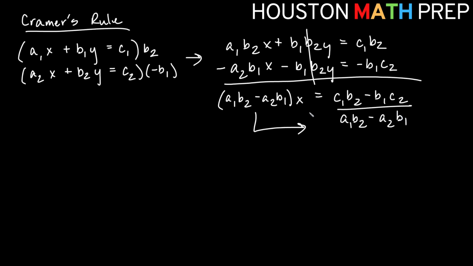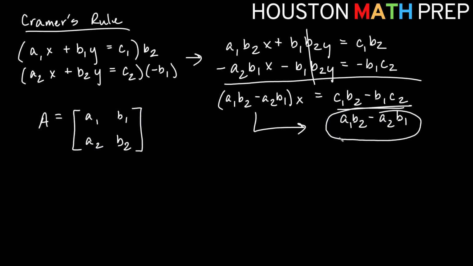Okay, and so what you start to notice here maybe is if you think about the coefficient matrix for this, so think about this coefficient matrix as matrix A, what we would have is a1, b1, a2, b2, right? The way we've set it up here at least. And so if you think about what is going on here, you might notice what this is, right? If we look at this matrix and think about determinants, a1 b2 minus a2 b1 is actually the determinant of this matrix here. Okay, so this is actually the determinant of matrix A.